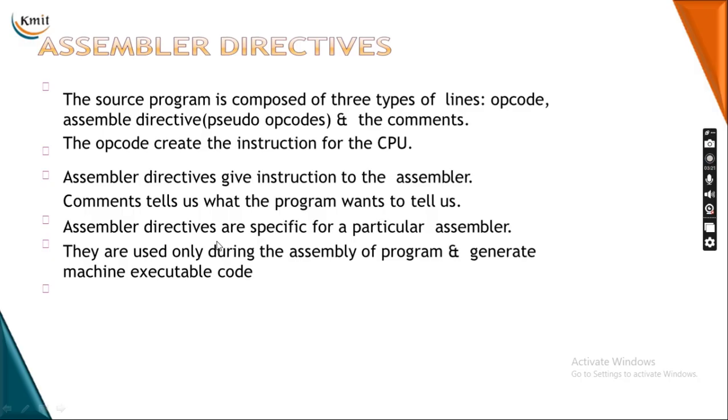So it contains three types of lines. One is opcode, next is assembler directives, and the comments. Opcode is nothing but it gives the instruction to the CPU. Assembler directive gives the directions to the assembler, and comments tell us what the program wants to tell us.